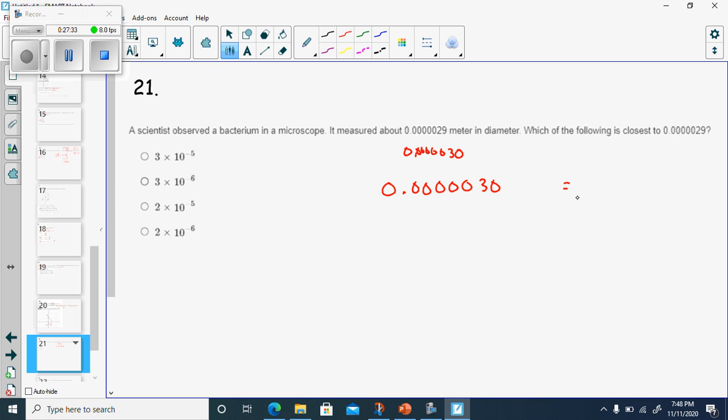This is going to be equal to, now we need our decimal place to be here, 3 times 10 to the -6, counting 1, 2, 3, 4, 5, 6 places. And it's negative because it's a number that's less than 1. It's a very small number, and we're not counting just the zeros. We're counting the number of places we're moving it. Why is it 3 and not 2? Because 29 would round to 30 and not 20. So it's 3 times 10 to the -6.